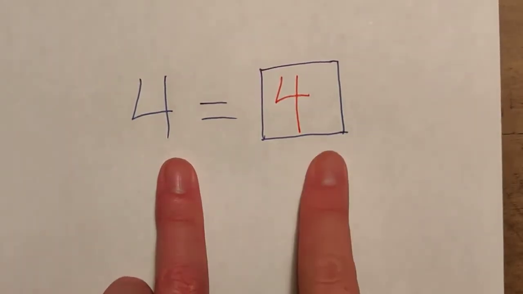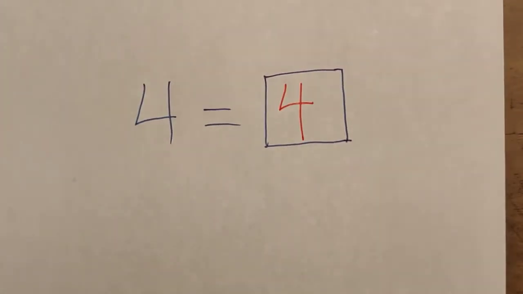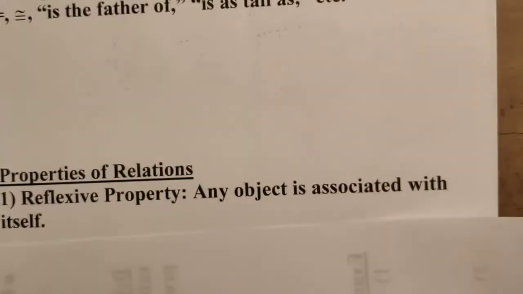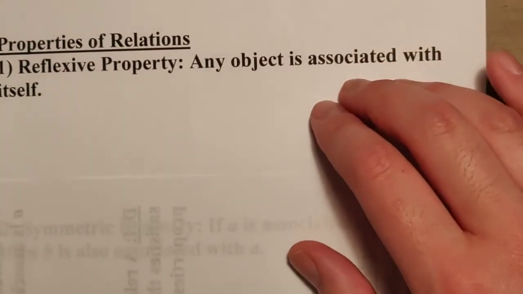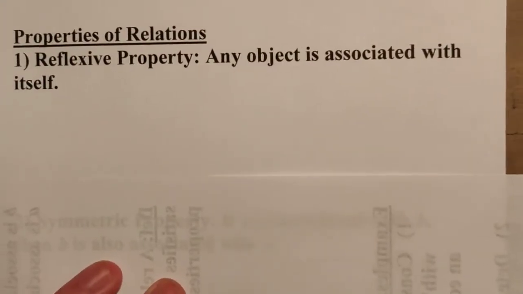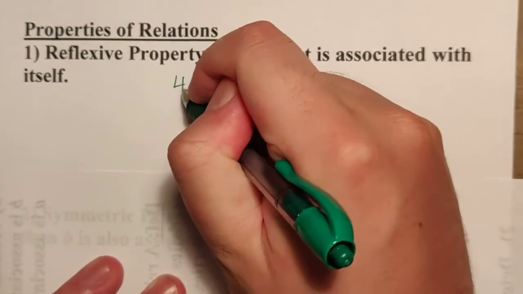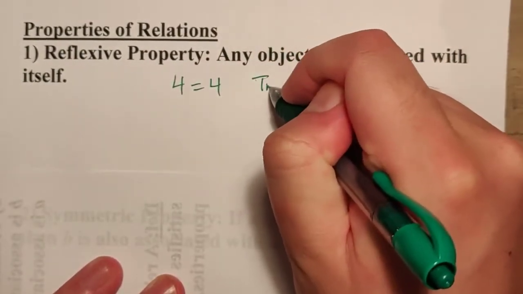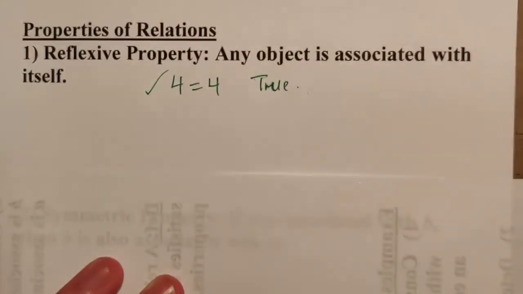So notice how in this situation, we have an object being associated with itself. And this we're going to refer to as the reflexive property. So this is one of the properties of relations that shows up. We refer to this as the reflexive property. Any object here is going to be associated with itself. Now, note that not every relation is going to be reflexive. So for instance here, we know that 4 equals 4. That's a true statement. So that means in this situation, the reflexive property holds for equality.